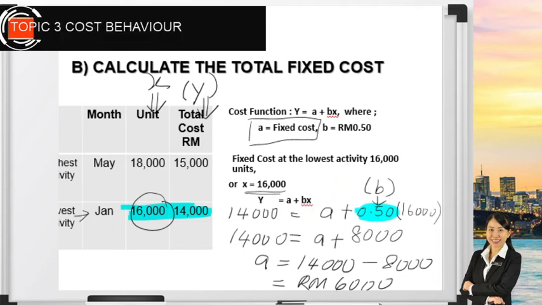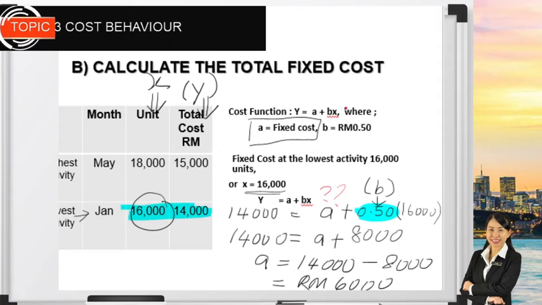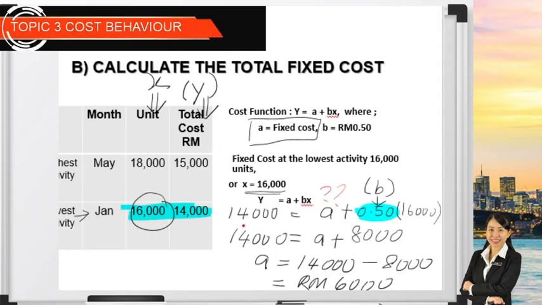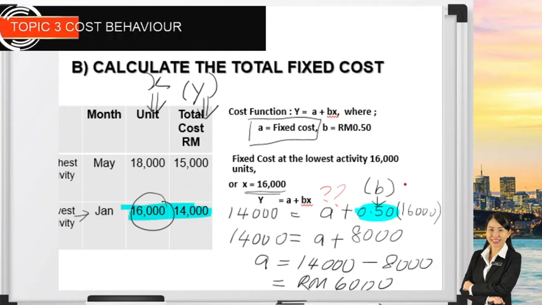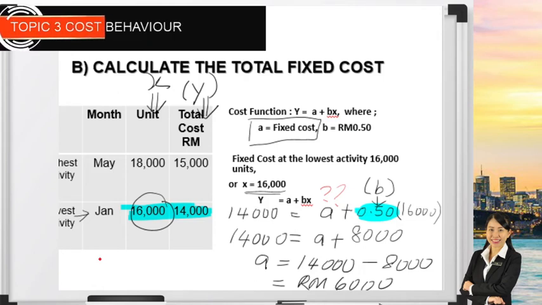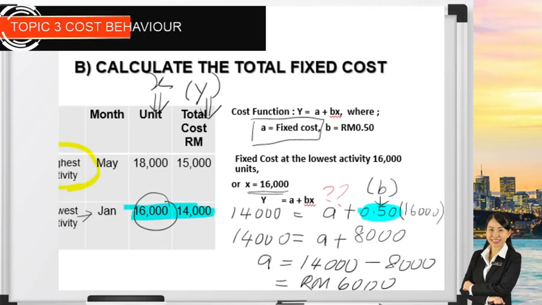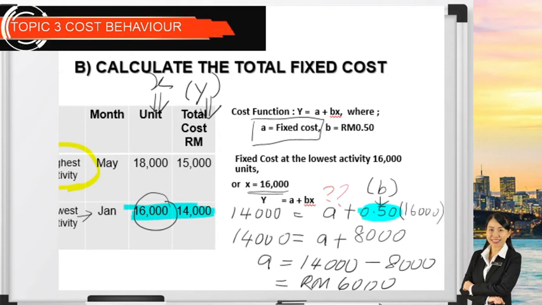We don't know a, but we can find it out based on our equation y equals a plus bx. So we replace our total cost 14,000 and our x 16,000, and we find out our fixed cost will be 6,000. Now let's try to use the highest activity. Let's say we use the highest activity, will our fixed cost still remain 6,000 or not? Let's do it now.